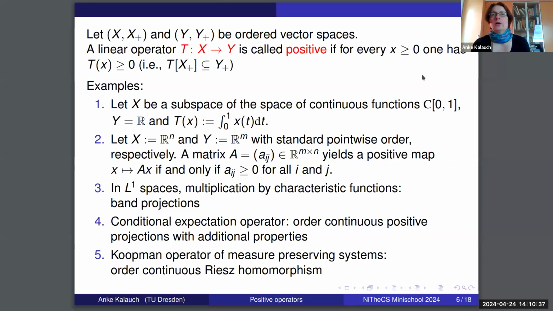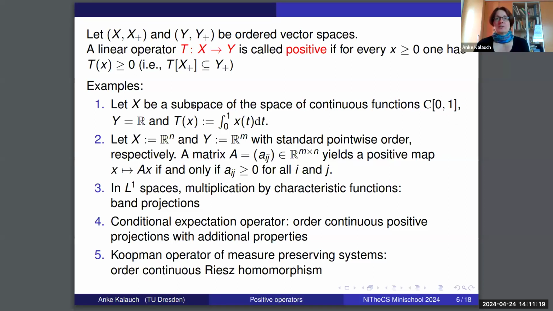And these operators appear everywhere in analysis. I list some examples for you. I start with 2 very simple examples. In the first example, we look at the space of continuous functions. When I take a pointwise positive function, then it's clear that the integral is also a positive number. So here we have a positive operator, or positive functional. And C[0,1] is a vector lattice, of course, since the pointwise supremum and infimum exist.